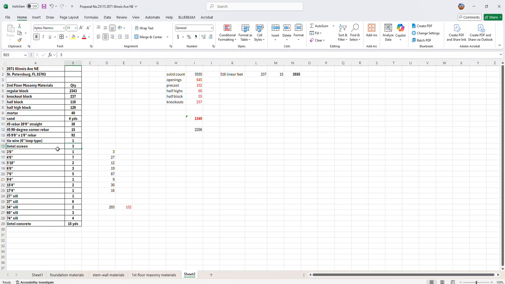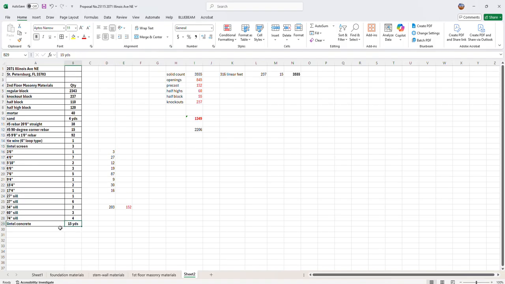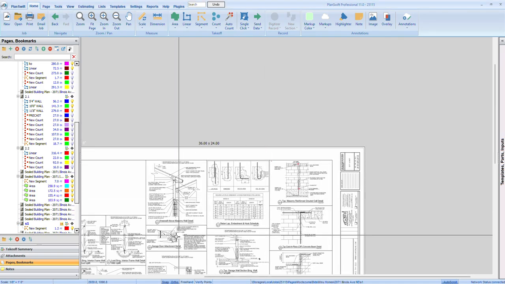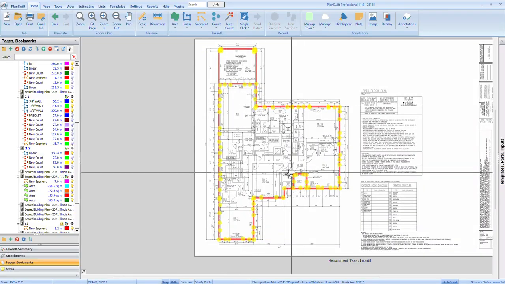Lintel screen. That's to make sure that all the walls don't get poured solid. I always get 3 of those. The way I calculate that is for every 100 feet, I order one row. So 3 rows. And then at the end, I got all my precast for the windows and the window sills. And then on this one at the very end, I calculated how much concrete we were going to need to fill all these holes right here.